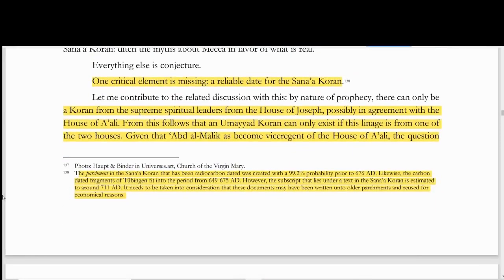Now, one critical element is missing: a reliable date for the Sana Quran. Let me contribute to the related discussion with this. By nature of prophecy, there can only be a Quran from the supreme spiritual leaders from the house of Joseph, possibly in agreement with the house of Ali. From this follows that the Umayyad Quran can only exist if this lineage is from one of the two houses.